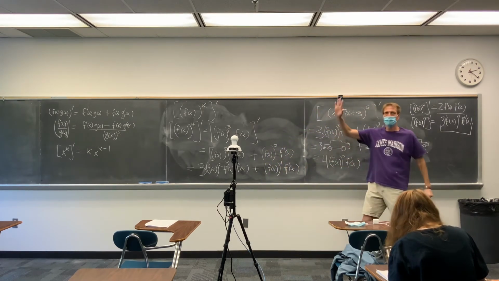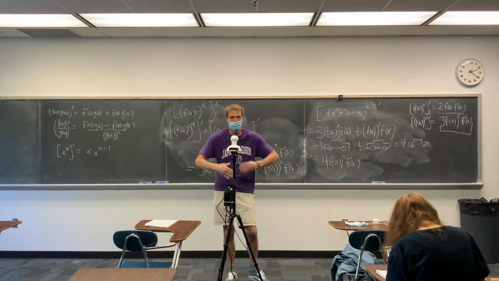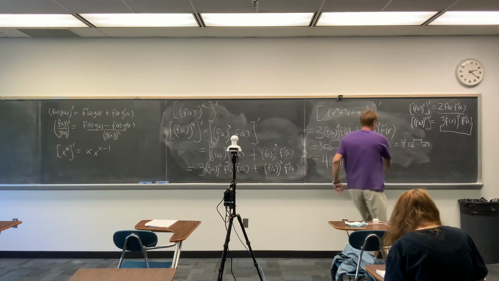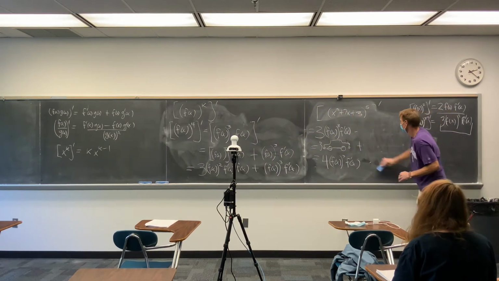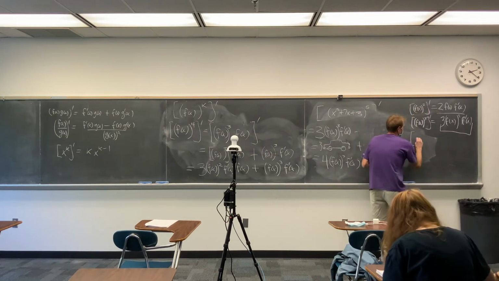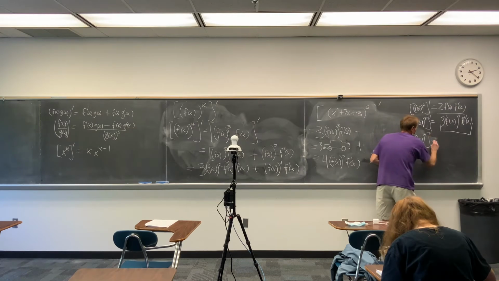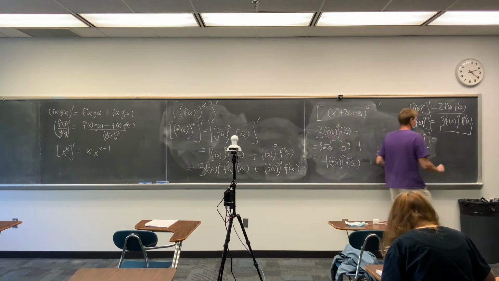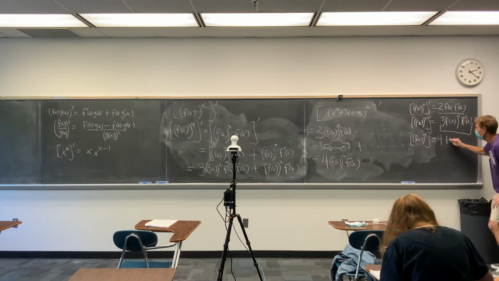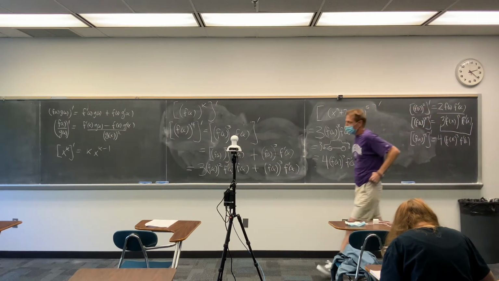How many people are following? I get it's a bit much, but hopefully after some repetition we've got it. Now I'm gonna write that down over here. So we showed the derivative of f of x to the 4th was 4 f of x cubed times f prime of x. And I'm not going to do it again.